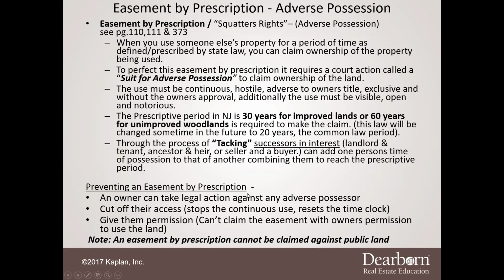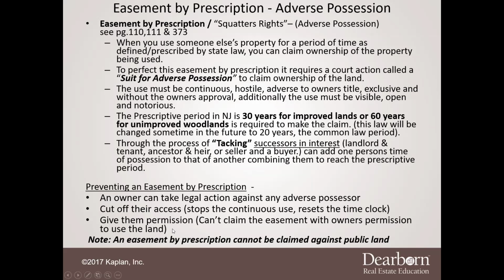So how could you stop an easement by prescription? Well, an owner can take legal action against any adverse possessor and get them removed from your land. They could cut their access off, stopping that continuous use, and that resets the time clock of the prescriptive period. Or you could give them permission.